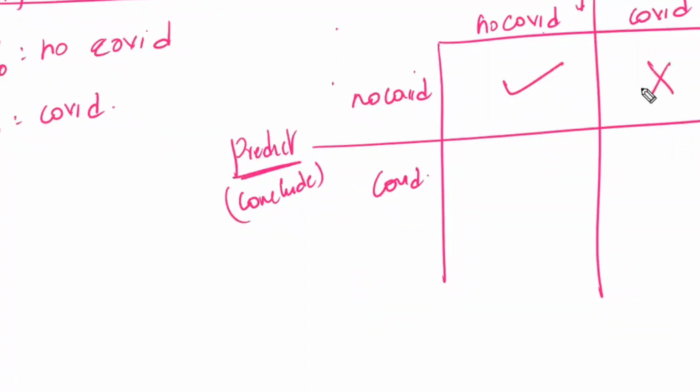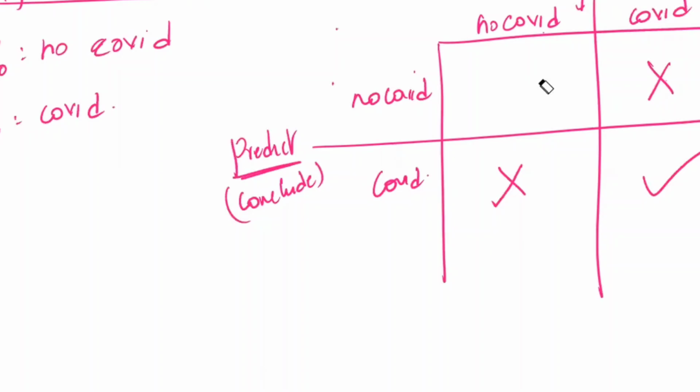Actually the person has no COVID, but you have predicted COVID. This is also wrong. Actually the person has COVID and you also predicted COVID, which is correct. These two are wrong and these two are correct. This is called the confusion matrix. You write actual on one side and concluded on the other side. The choice is yours, there is no problem.